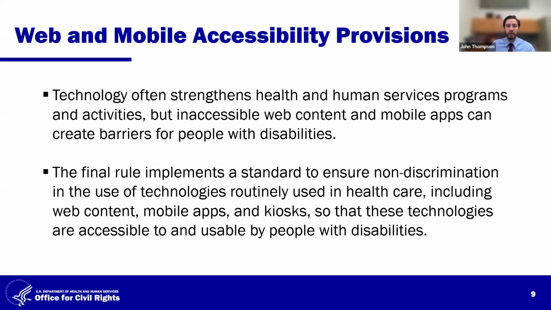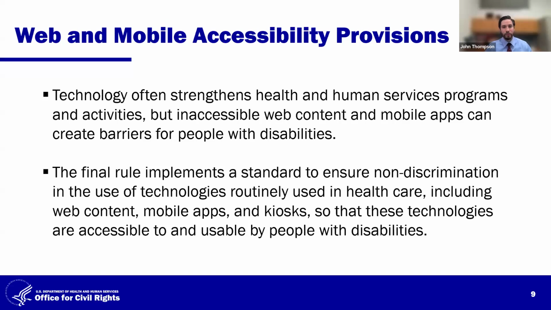The main difference is that our rule, Section 504, also includes requirements for the accessibility of kiosks. What we're seeing a lot in terms of hospitals, doctor's offices, is in a lot of cases, they're using kiosks to check patients in or do other services, which obviously means those kiosks need to be accessible to people with disabilities. So we included in this section that specific requirement. But beyond that, we're talking about the accessibility of web content and mobile applications. We just want to make sure that when these technologies are used for health and human services programs, they're accessible so they don't create barriers for people with disabilities. This final rule implements a specific standard to ensure this non-discrimination.